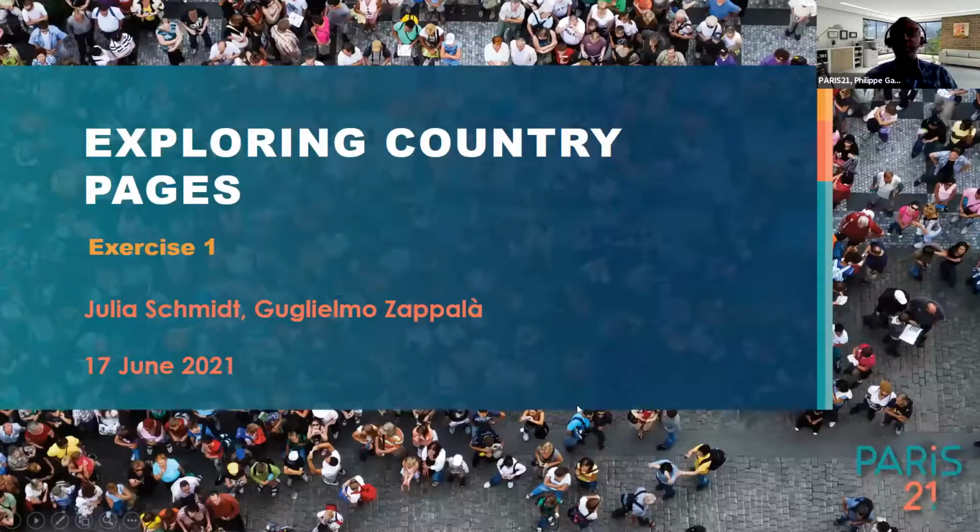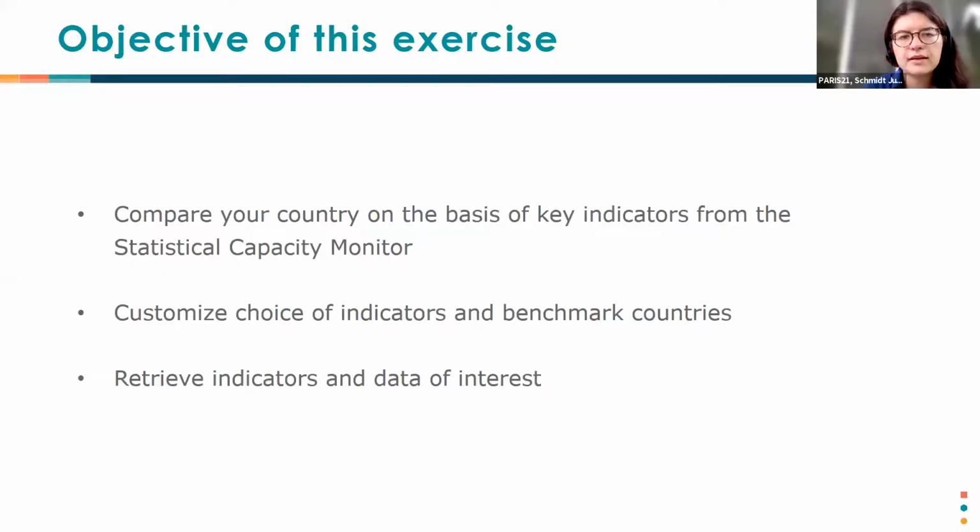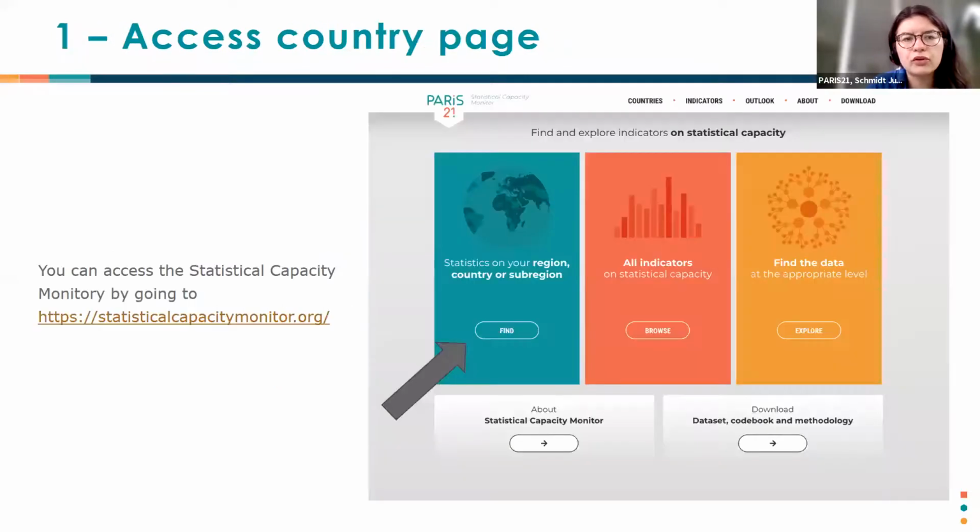Great. So we would like to take you now with us to explore what we call the country page, compare your country on the basis of key indicators, customize the choice, and maybe retrieve some of the indicators. So the first step would be if you could go to this homepage. Maybe Guglielmo, you can also put it in the chat. It's easier, then everyone can click on it. And we proceed in a second when you all manage to open the homepage.